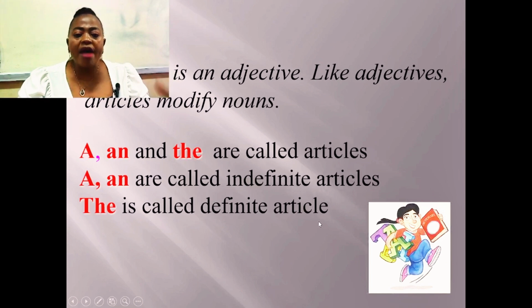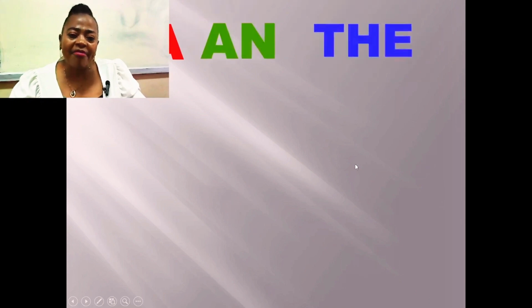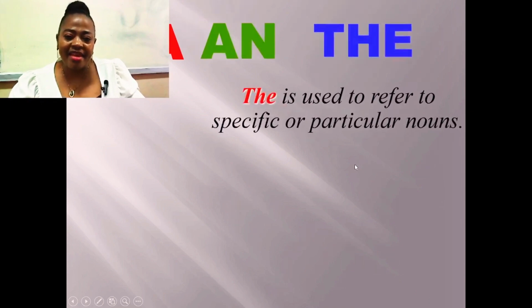Now, when you have definite and indefinite articles, the problem that English learners face with articles is they don't know when to use them, and that is why we are here today. Don't worry, you are covered. With this lesson, you will realize that articles will become something very, very easy for you. Okay, so now we have a, an, and the. Now let's see how they are being used.